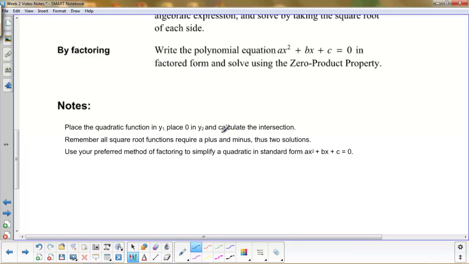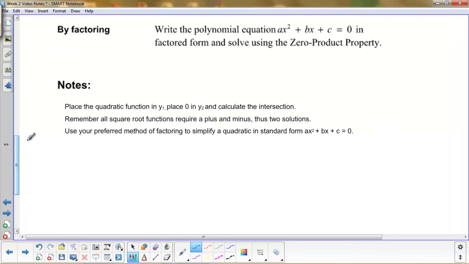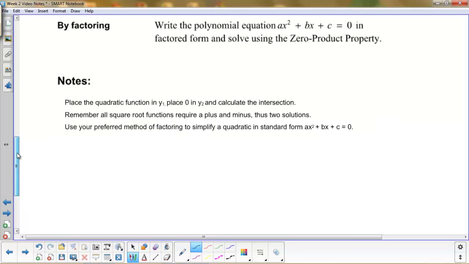Remember that all square roots have a plus and minus, so when you square root both sides of the equation, you're always going to end up with a plus or minus. And then when you're factoring, please remember to use your preferred method of factoring to simplify the quadratic from standard form, and that's going to give you the two binomials that you'll set equal to 0 and then solve for x.